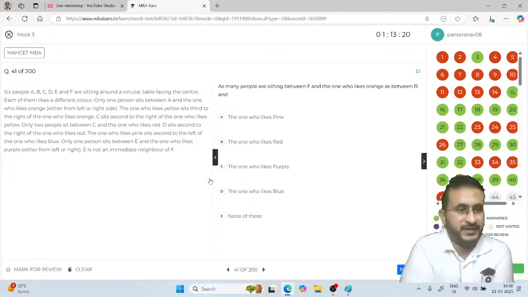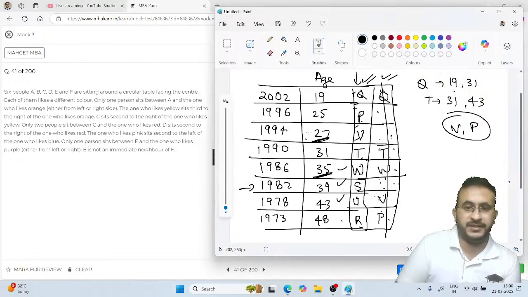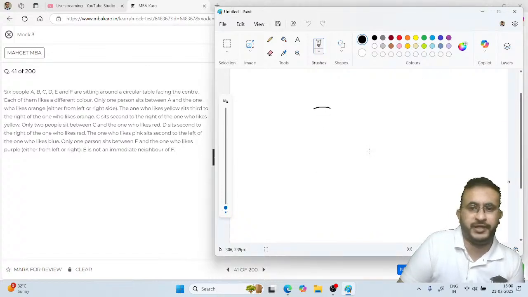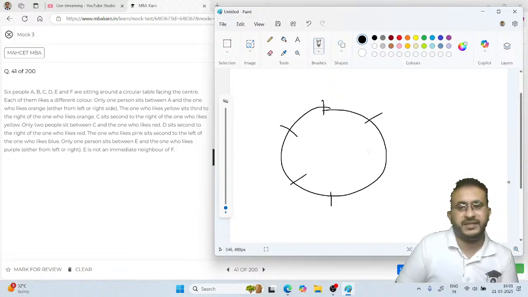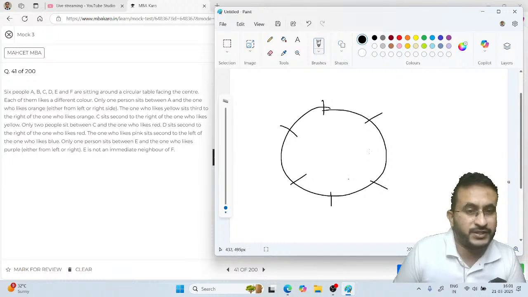Facing the center, different colors. Now there are just 6 people. So we will make this. If there were more people, we would have avoided it. They like different colors, and A and the one who likes orange.